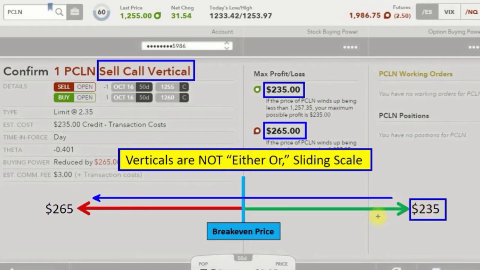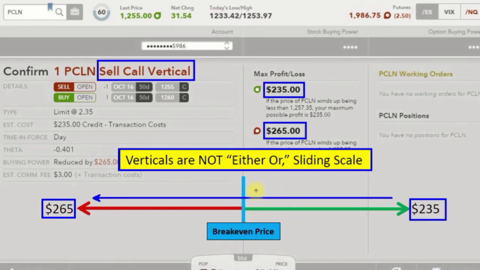So when I say it's a sliding scale, all I mean is we start at $235 profit, and when this trade is finished, we'll either be somewhere in this green area, which is profits, or somewhere in this red area, which will be losses, but the most we can ever lose is $265. So at expiration, somewhere in this whole range is where this trade ends up, and that decides whether we have profits or losses. So it's not an either or. It's not either 235 win or 265 loss. It's somewhere on this sliding scale.